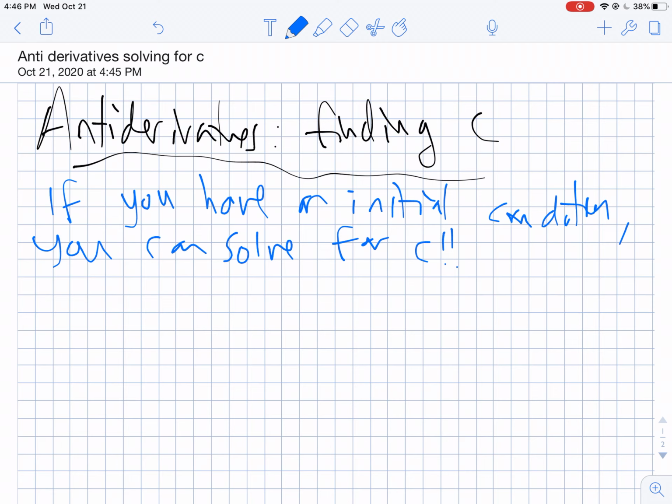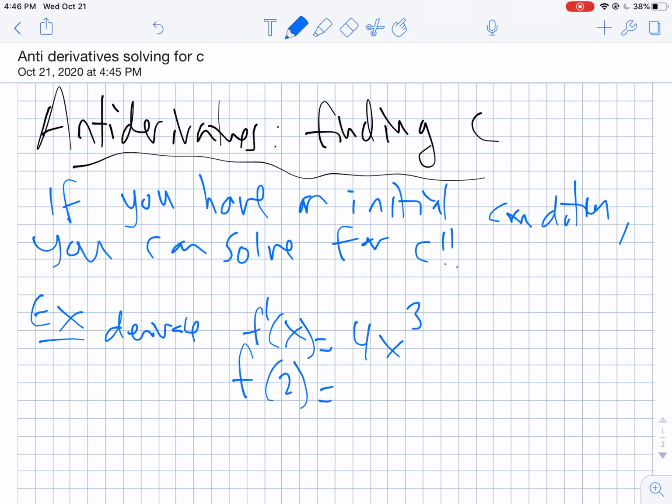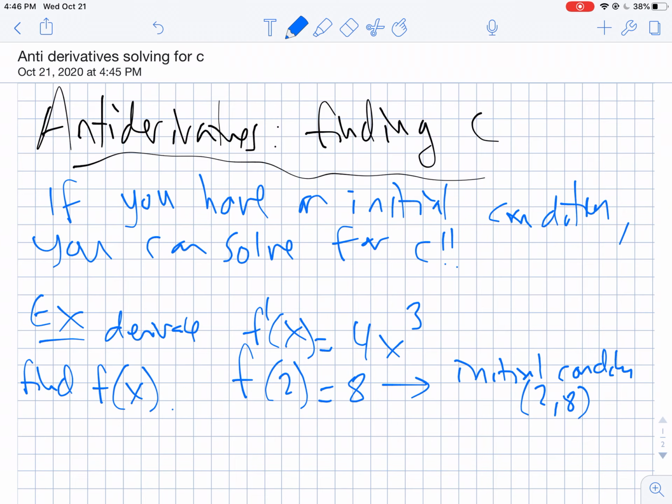So what this will look like is you'll have a problem where they give you some derivative. So they tell you that f prime of x is equal to 4x cubed. And they give you one value of f, so f of 2 equals 8. This is what's called an initial condition. So it's basically saying that the point (2, 8) is on your graph of f. And then they're going to ask you to find the function f, find f of x. So they give you the derivative, they ask you about the original function.